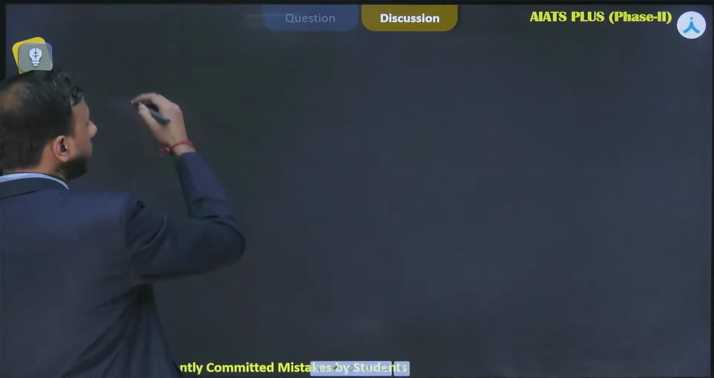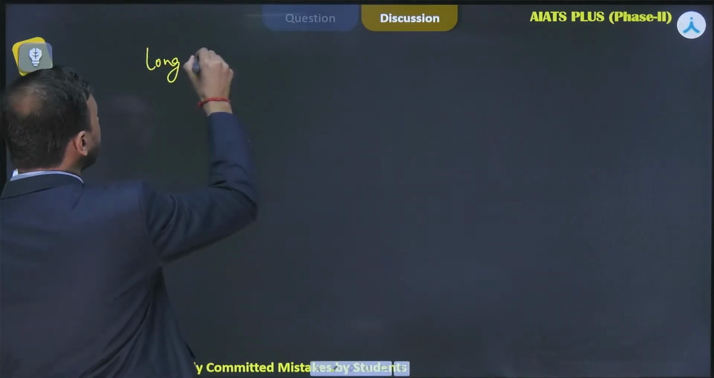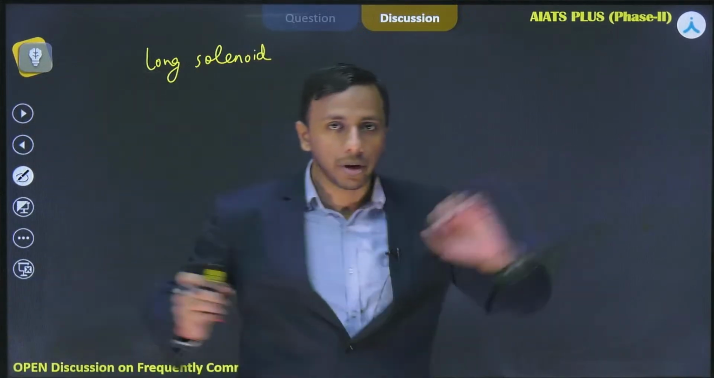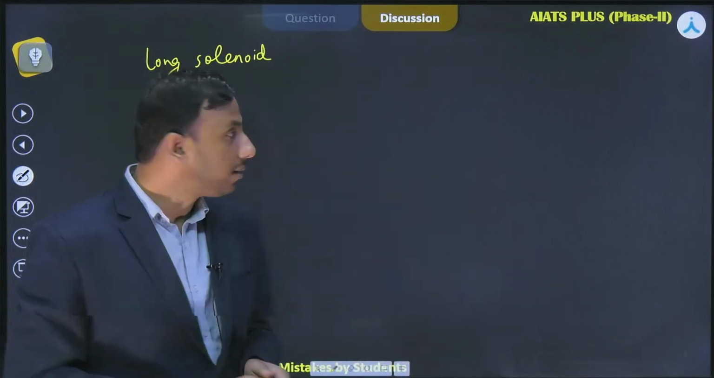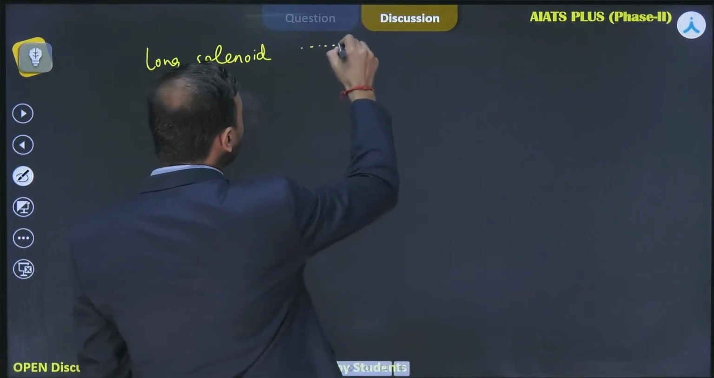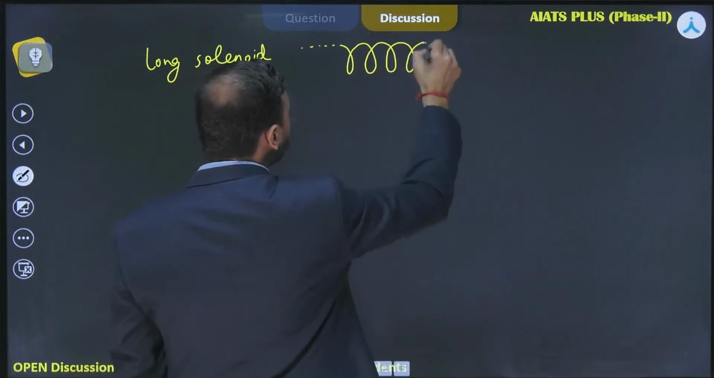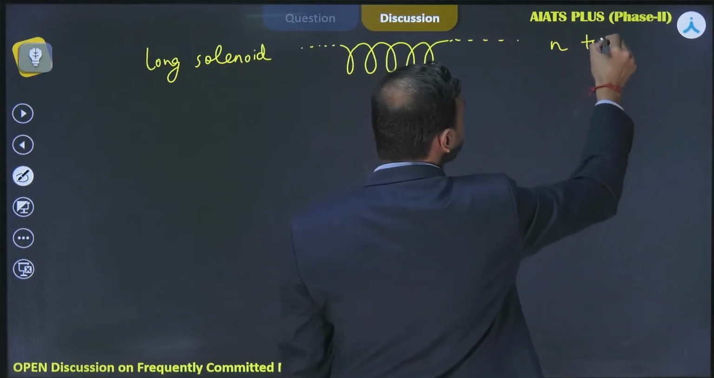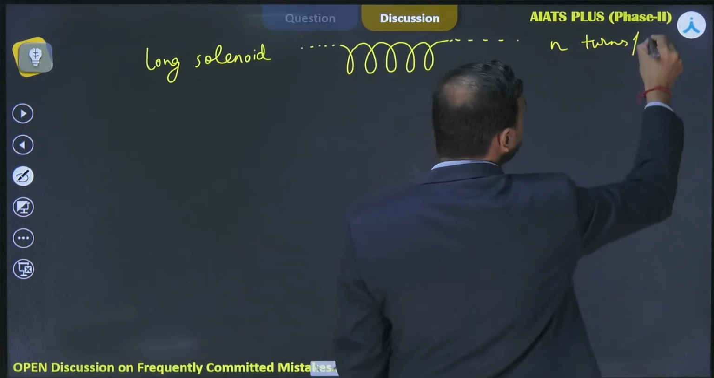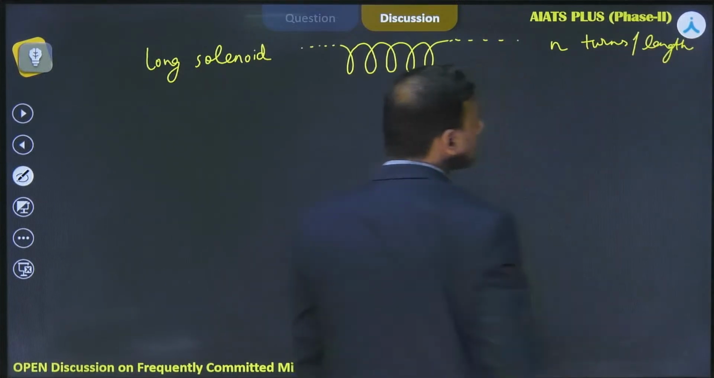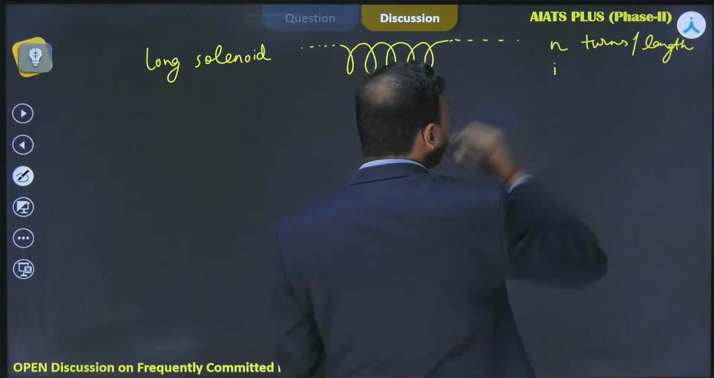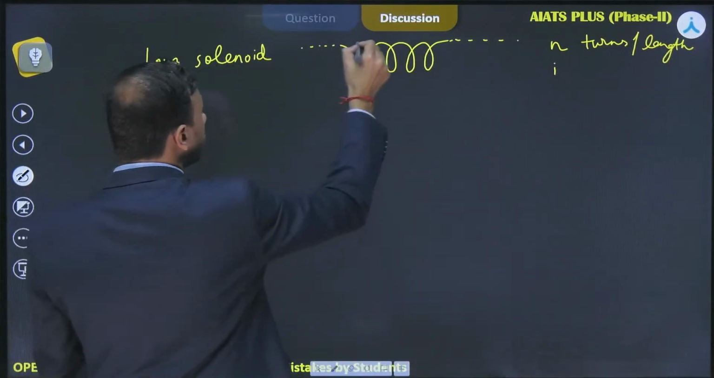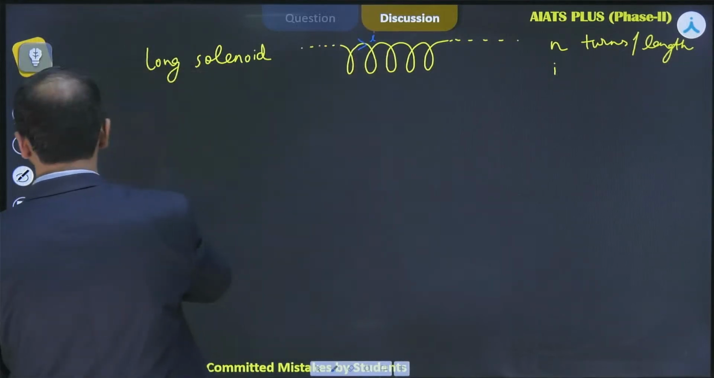So let's say for example we have a long solenoid of n turns per unit length, right? This is a long solenoid, okay. I'm drawing a rough diagram. So it has n turns per unit length, and let's say it is carrying current I. Current I is flowing in this solenoid.